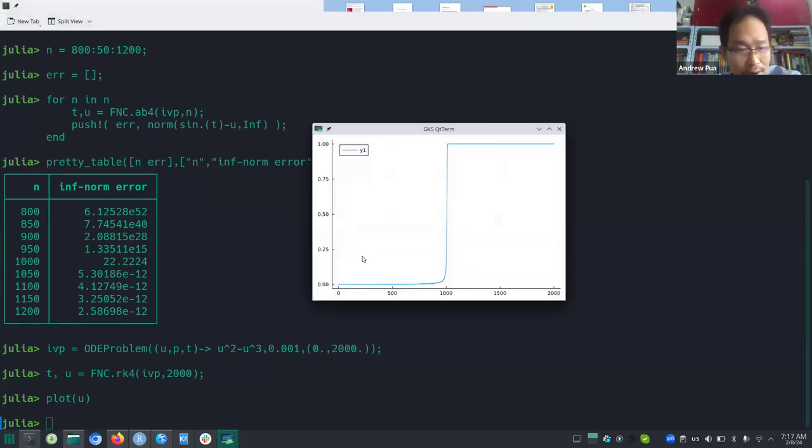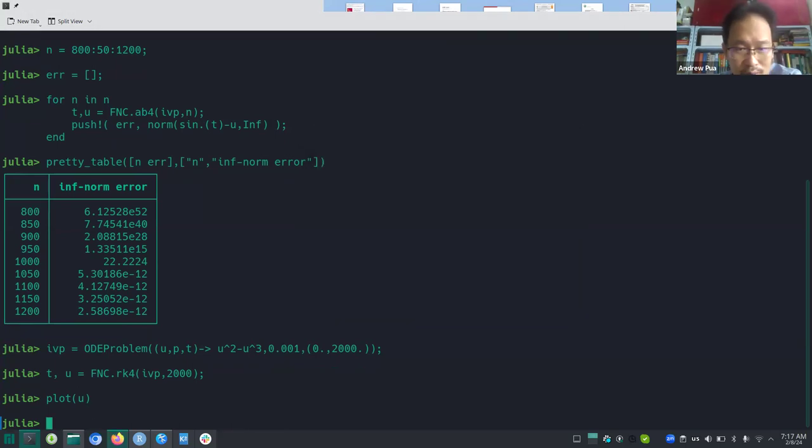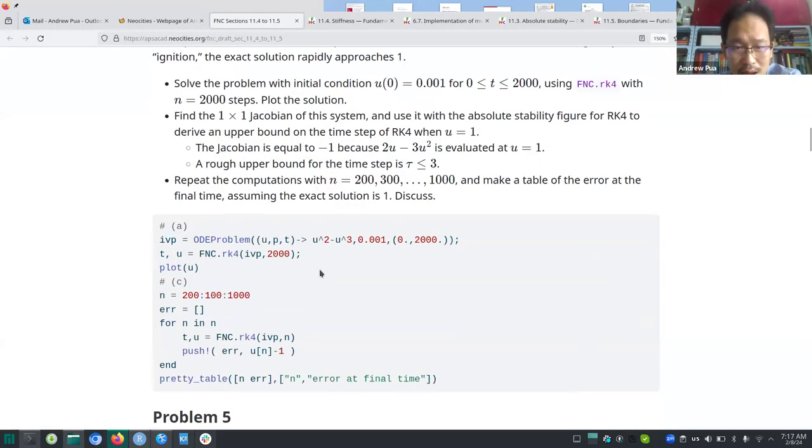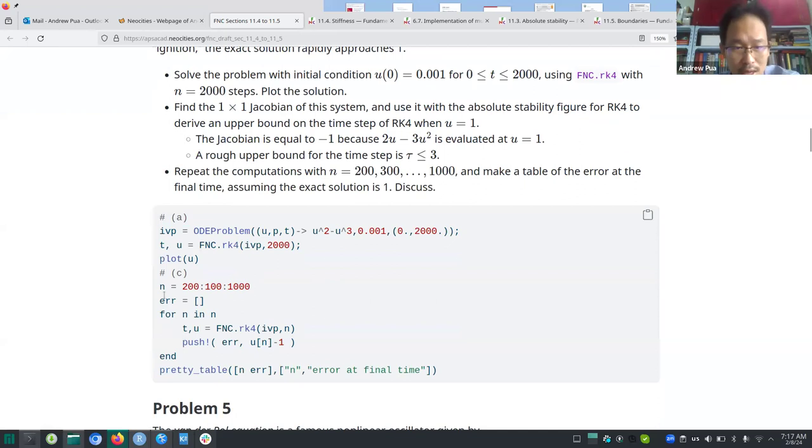So this is what the solution looks like. It stays flat and then suddenly jumps to one, and then one is the exact solution here. And clearly from this graph, you're going to have pretty large errors. And here you're asked to explore what happens when you vary the number of steps.